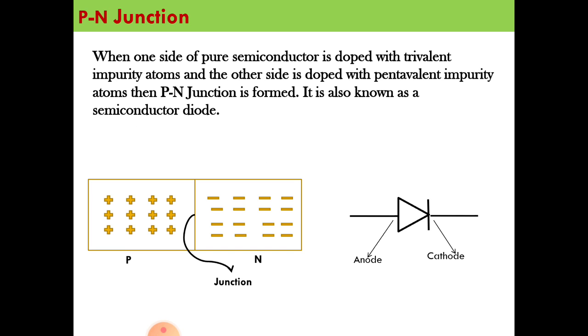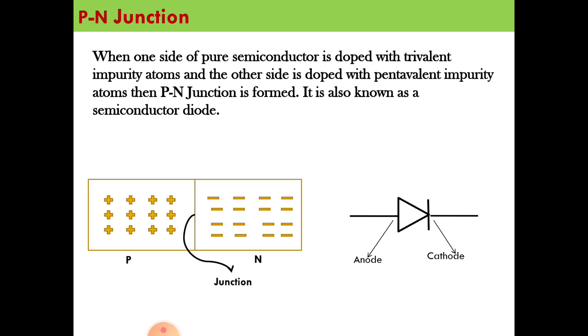PN junction. When one side of a pure semiconductor is doped with trivalent impurity atoms and the other side is doped with pentavalent impurity atoms, then a PN junction is formed. It is also known as a semiconductor diode.